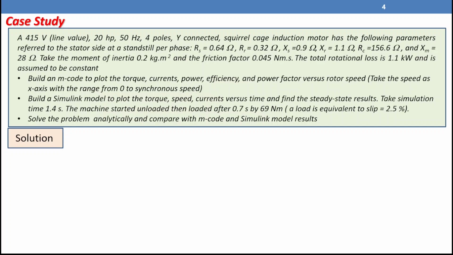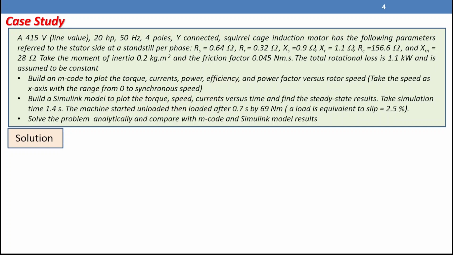Please bear in mind that all the reactances are based on the frequency given, or the rated frequency, which is 50 hertz. So we need to build the M-code using the inductance, not the reactance, just in case we would like to run this machine for any supply frequency. He gave us moment of inertia and friction factor, and we are going to use these values when we build the Simulink model or the dynamic model, but the M-code just gives us the steady state performance for this machine. Also, we have information about the rotational loss, 1.1 kilowatt and assumed to be constant. So our target now is to solve this problem using analytical solution.